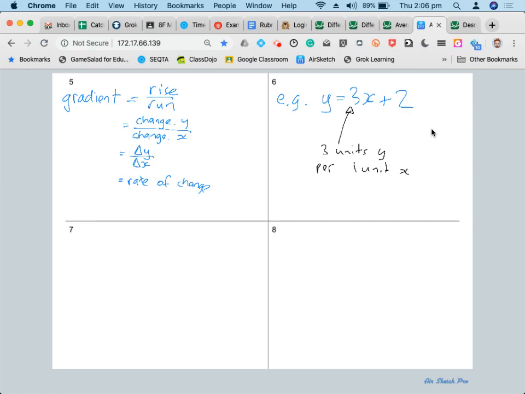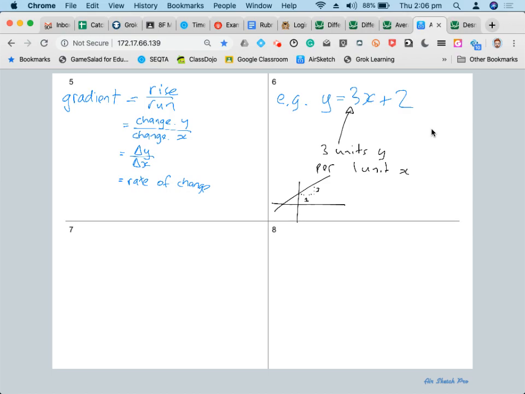Okay, in other words, it goes up by 3 units for every 1 unit across. So if 3x plus 2 looks like this, that means that for 1 unit across, it's gone up 3. I know the graph is just dodgy, but it kind of means 3 units up for 1 unit across. Is that okay? That's what it means.